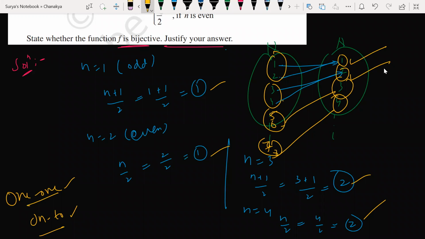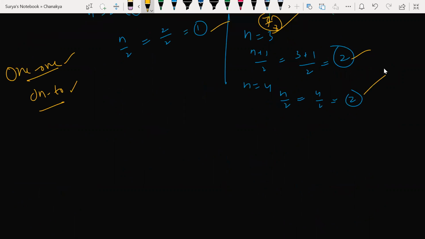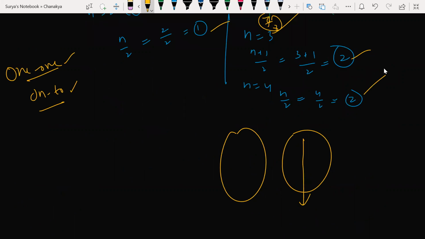Again, you do one thing. You take cases. For onto, you take cases. Draw the diagram again for onto. Check whether all the elements of the codomain are getting occupied by pre-images or not. Check that. If it is not occupying, then you cannot say it is an onto function. Okay. So please have a look at this question.